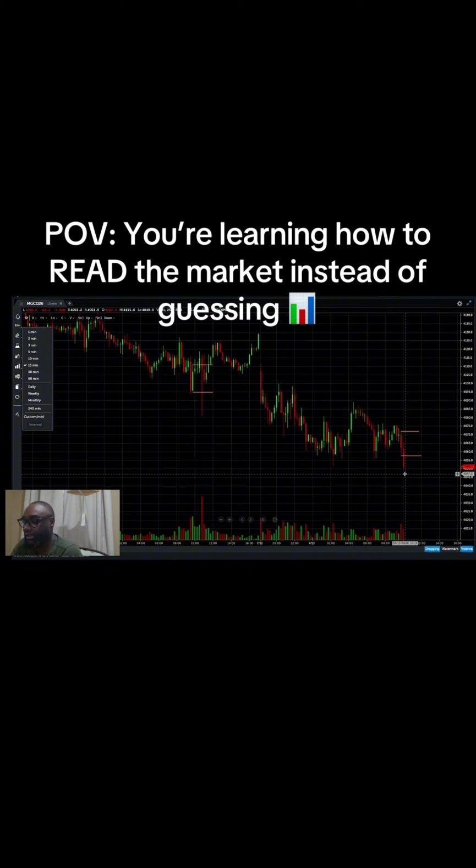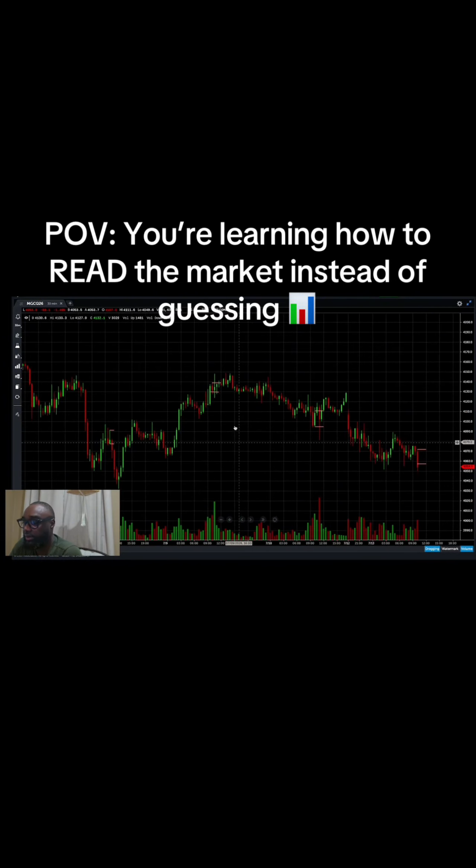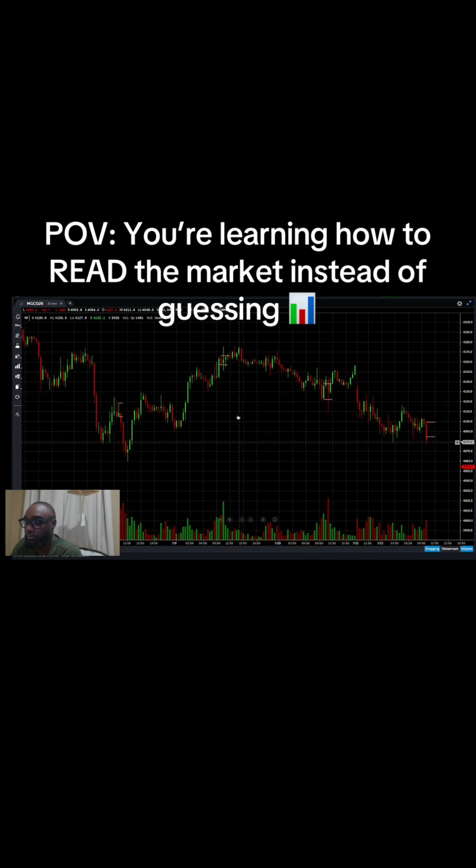Look at this. Based off of the time frame, we're looking for selling pressure. Right? We're seeing what the market is doing. Let's switch to a 30-minute. And then we can kind of see where price is going to go.